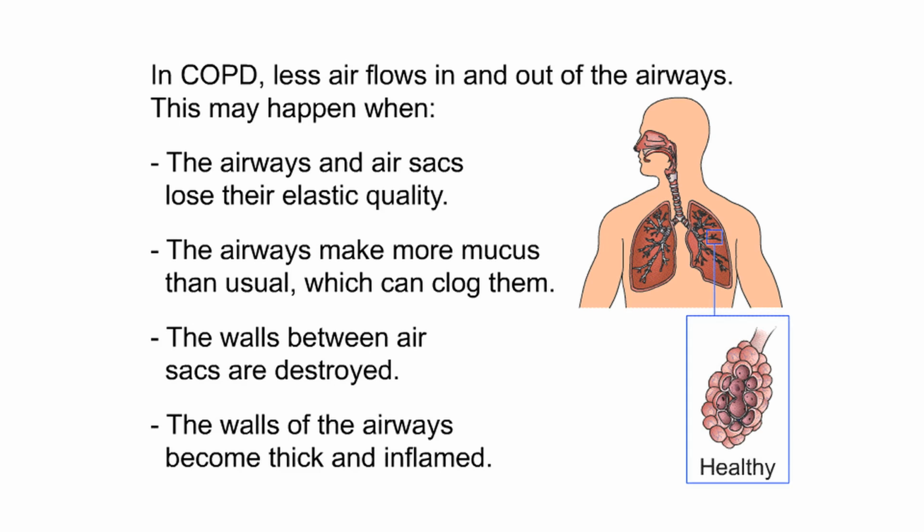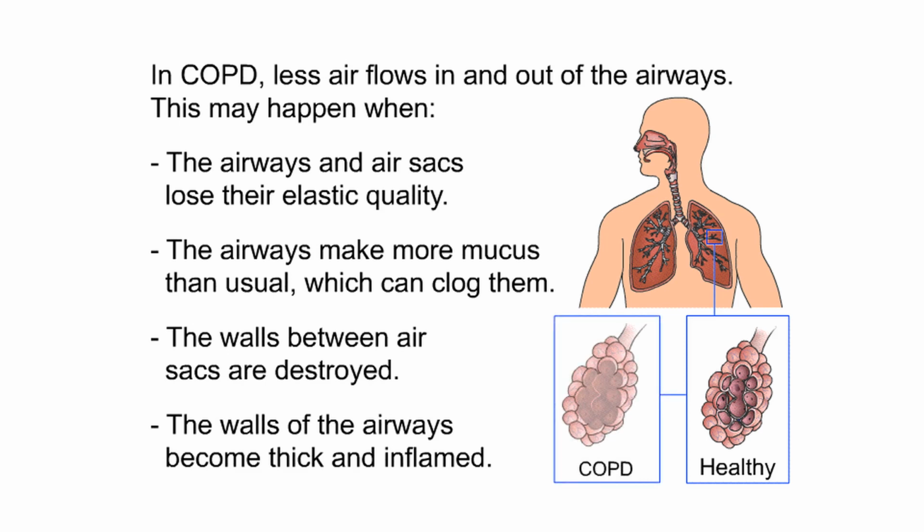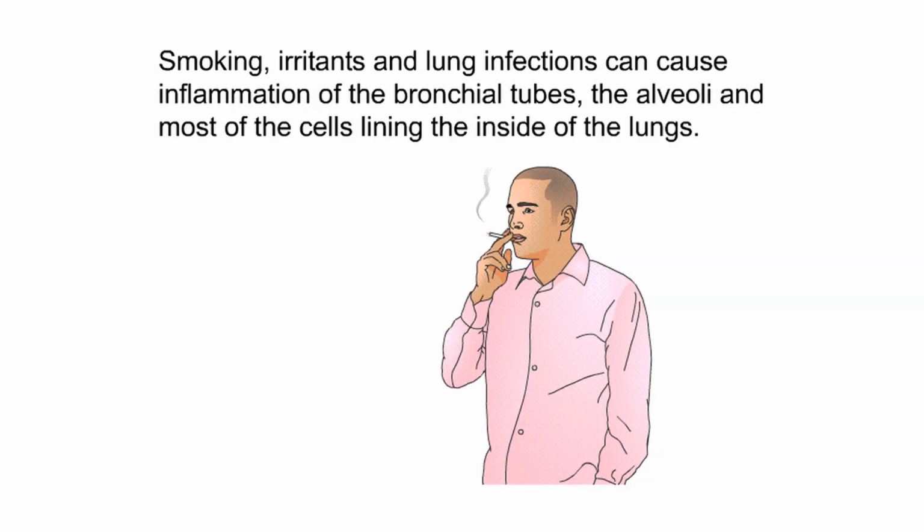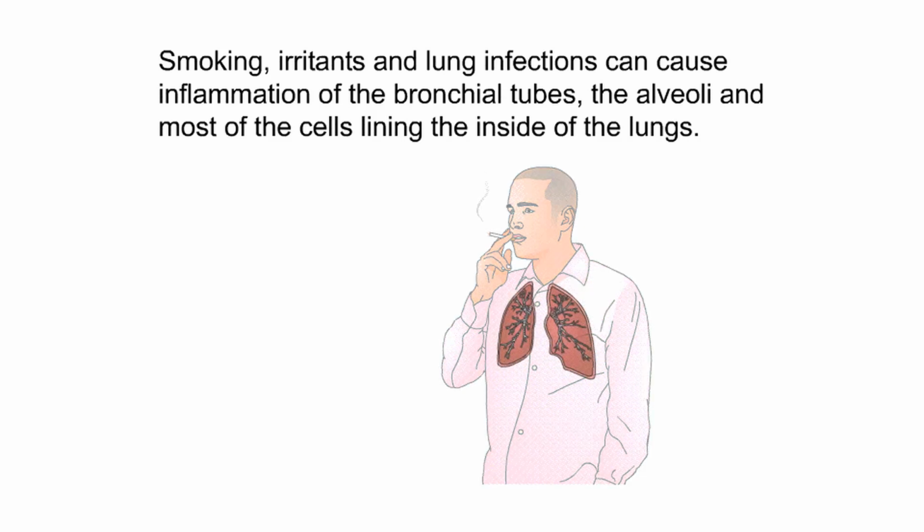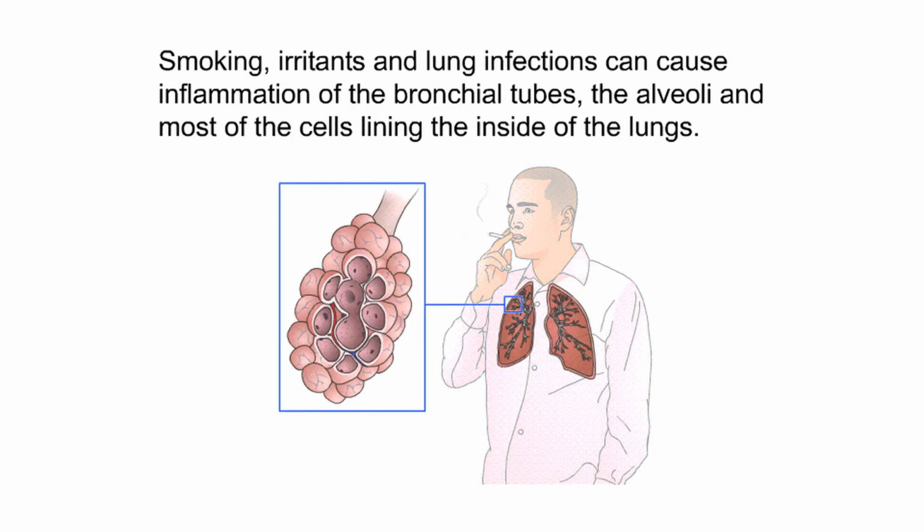The airways make more mucus than usual, which can clog them. The walls between air sacs are destroyed. The walls of the airways become thick and inflamed. Smoking, irritants, and lung infections can cause inflammation of the bronchial tubes, the alveoli, and most of the cells lining the inside of the lungs.